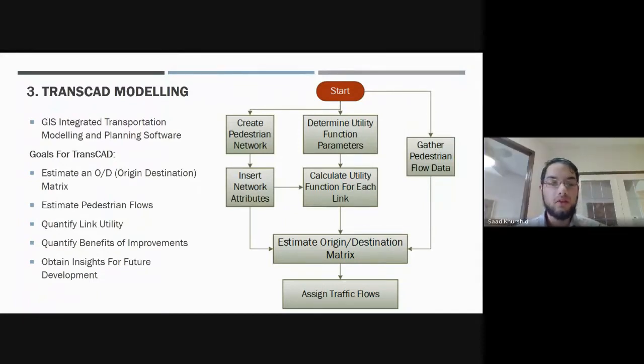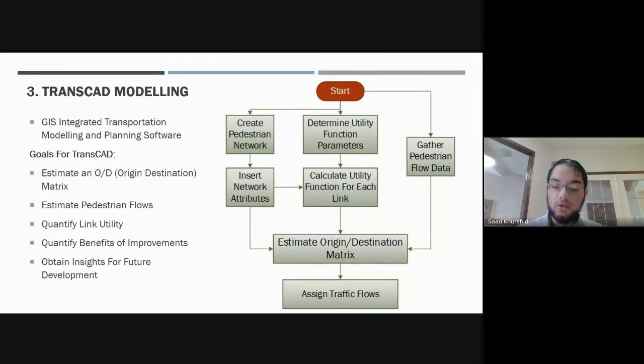Thank you, Catalina. Today I'll talk about the TRANSCAD model. TRANSCAD is transportation engineering software, which allows transportation modeling and transportation analysis. It's kind of like ArcGIS, except it also has traffic planning and modeling capabilities.